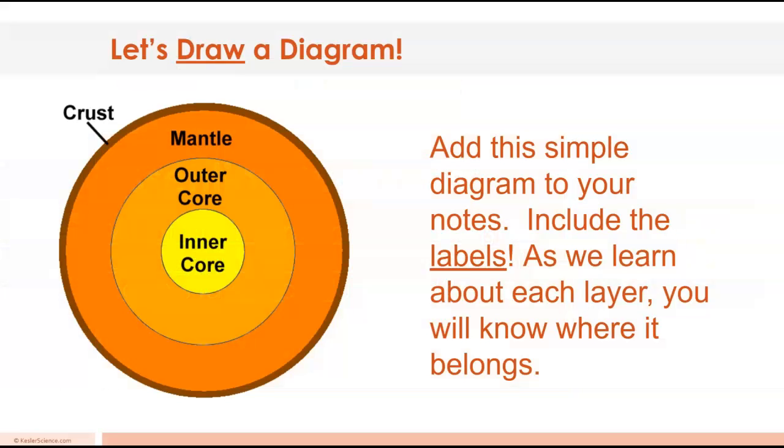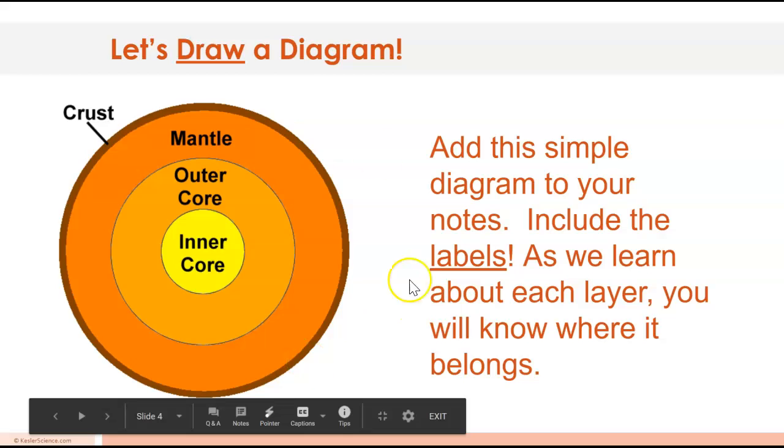All right, now in the main body of the notes on the right-hand side column, we're going to add this simple diagram. Don't make it huge. Maybe you should take about 4 lines of your notebook. Just draw a circle with some inner circles and add the labels to it. So as we go through each of these layers of the Earth, you'll have an idea of where they belong. So go ahead and hit pause and copy this diagram down that you see right here on the left, including the 4 labels.